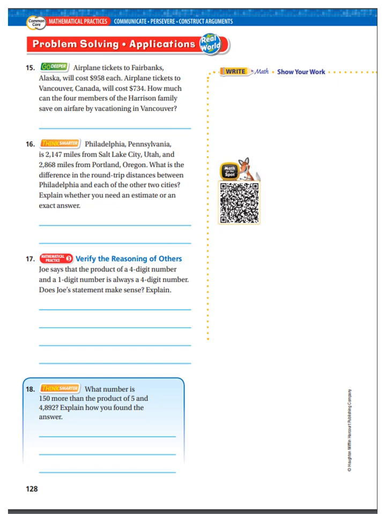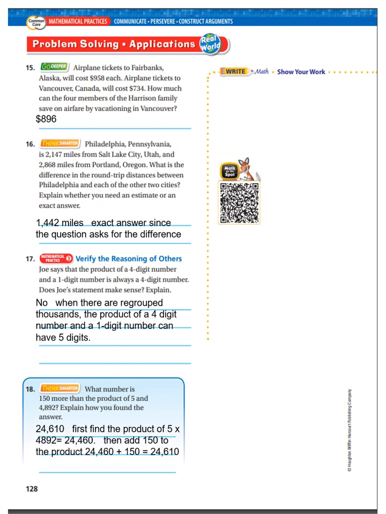All right, now I want you to go ahead and work this page out. Pause the video, then come back when you're finished, and we'll check your work. All right, let's look at our work. It says 15, an airplane ticket to Fairbanks, Alaska will cost $958 each. Airplane tickets to Vancouver, Canada will cost $734. How much can 4 members of the Harrison family save on airfare by vacationing in Vancouver?